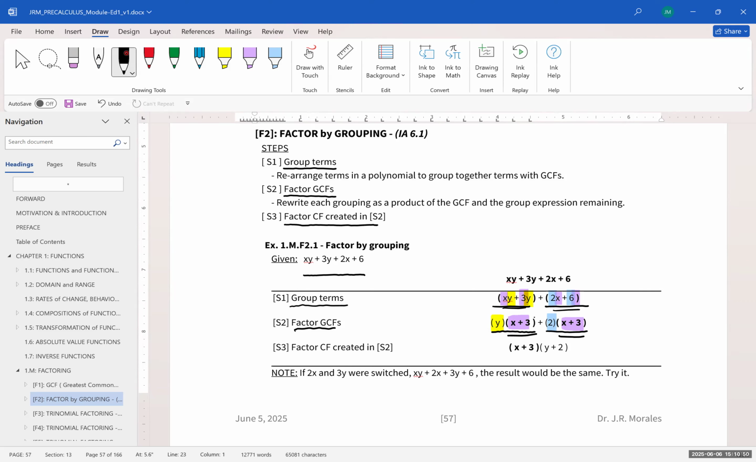So we can factor an x plus 3 out of this grouping and an x plus 3 out of this grouping, and when we factor that x plus 3 out, we get x plus 3 out in front. And then what we have left is y plus 2. So given this expression, xy plus 3y plus 2x plus 6 can be written equivalently as x plus 3 times y plus 2.